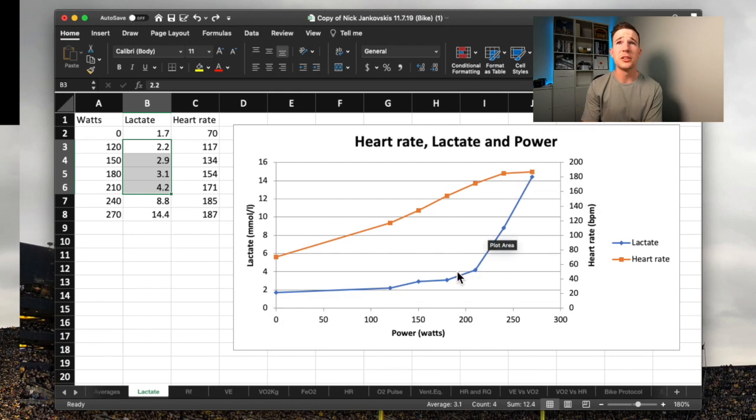What we are interested in with the individual method is the last point before the exponential increase in blood lactate. And you can see that really happens here. Typically, it's a two or more millimole increase.